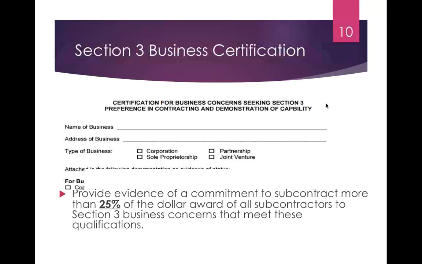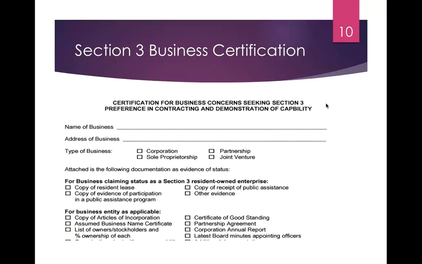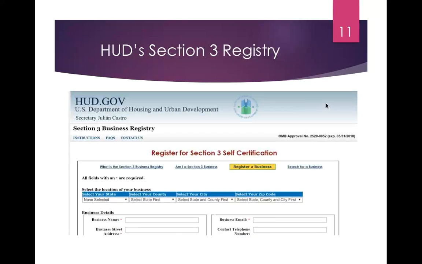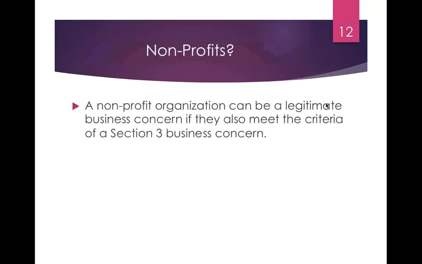Here's an example of the business certification form that business concerns can fill out in order to get certified as a Section 3 business concern. HUD Section 3 Registry. Here is the HUD Section 3 registry in which business concerns can become self-certified. Nonprofit. A nonprofit organization can be a legitimate business concern if they also meet the criteria of a Section 3 business concern.